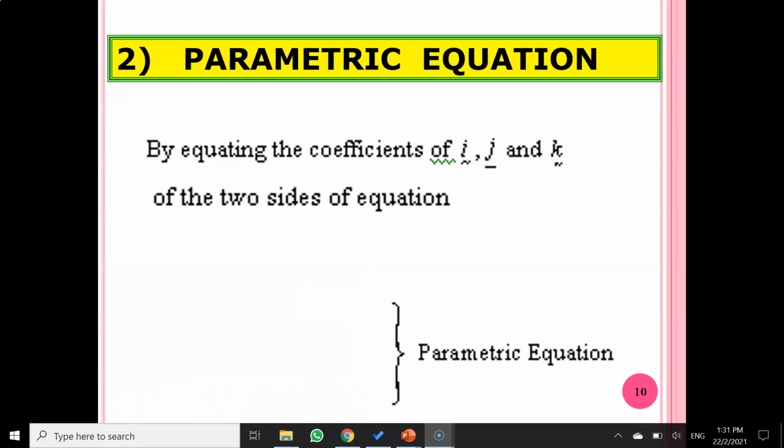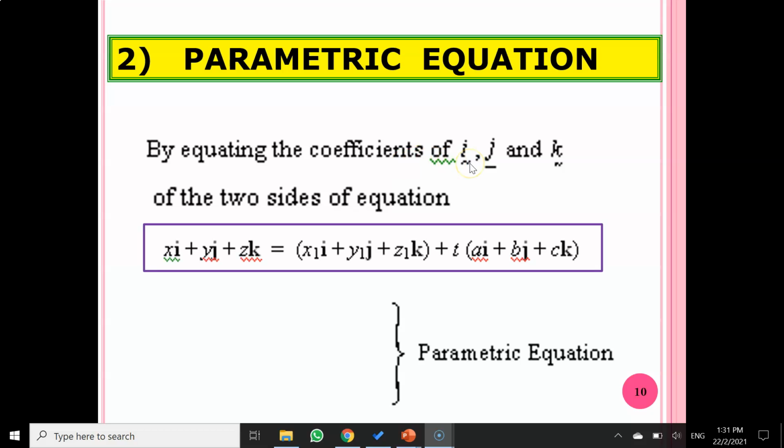The second equation that we're going to see is the parametric equation. So how do we obtain the parametric equation? It is by equating the coefficients of i, j, and k of the two sides of the equation. So you have this left-hand side, and this is the right-hand side. You're going to equate the coefficients of i, j, and k.